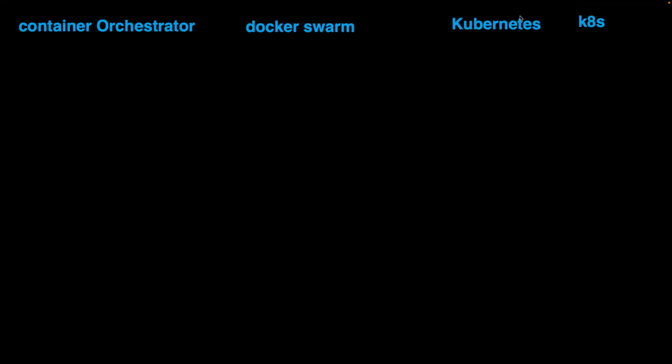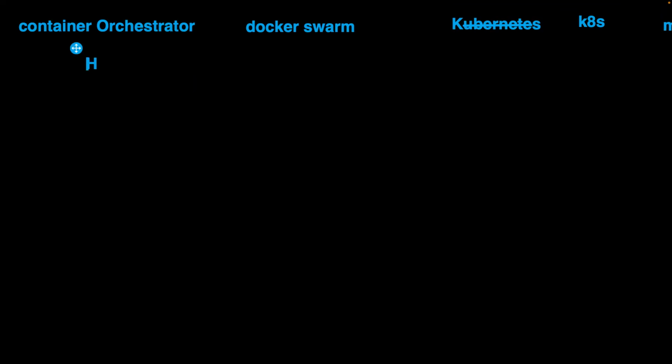The name came with these 8 letters, and hence in short, we call it K8s, but it's Kubernetes. Both are container orchestrator tools, and there is one more tool which is Mesos from Apache, but it is very less used. We don't use it or hear much about it. It's from Apache, a container orchestrator tool.